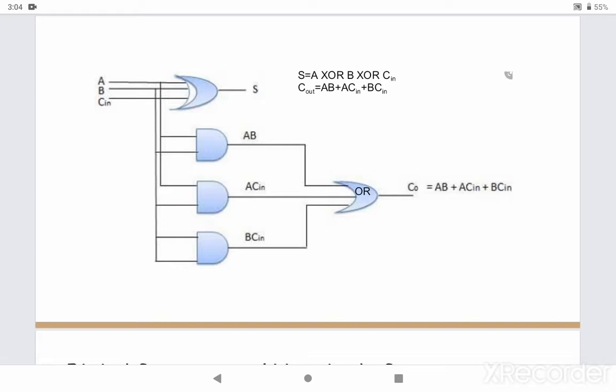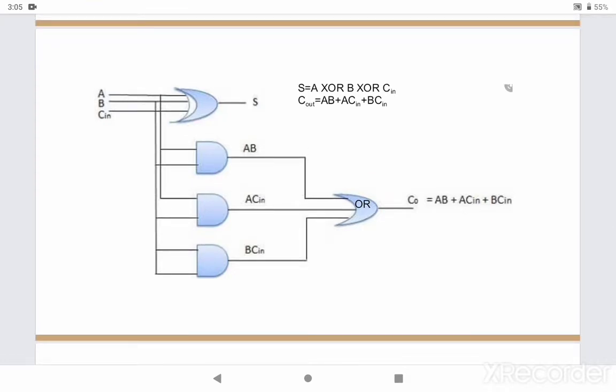AB is the first result you are getting. The second result is A C in. The third result is B C in. And we are passing these three results through an OR gate, and we are getting our result: C out will be equal to AB plus A C in plus B C in.